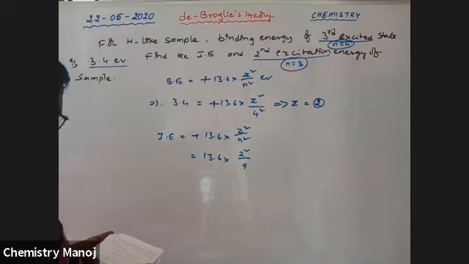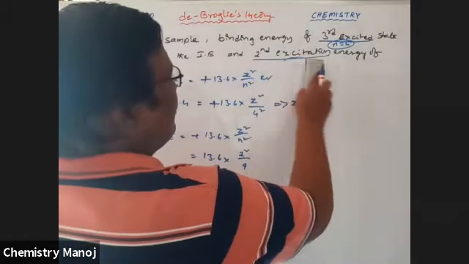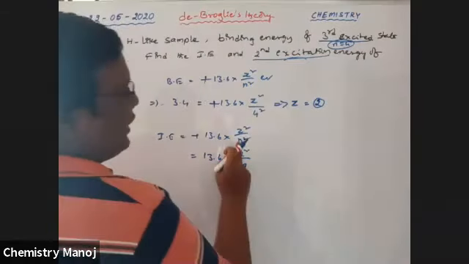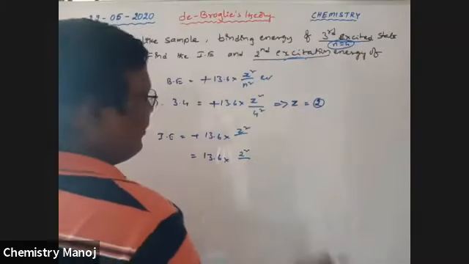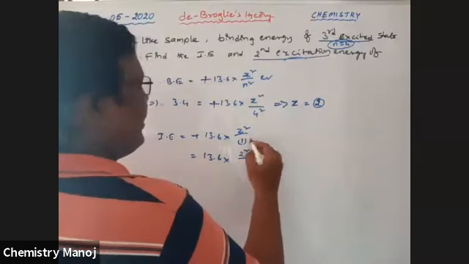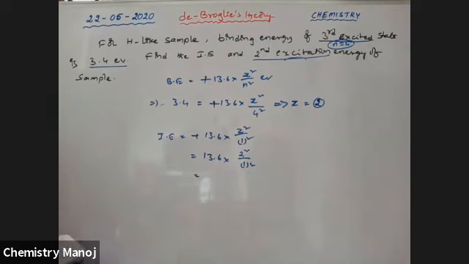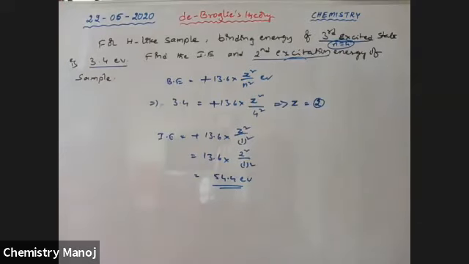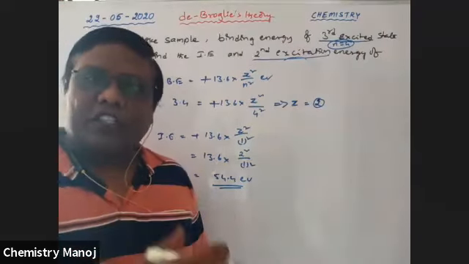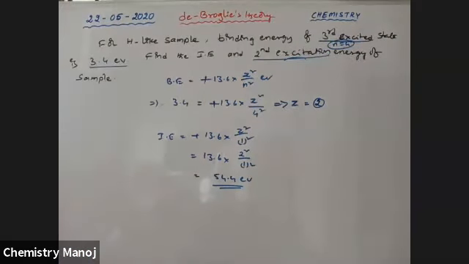So for ionization energy, n is equal to 1 orbit. From the first orbit, the electron is going to the infinity state. That is equal to 54.4 electron volts. What is ionization energy? It is the energy required to remove an electron from the first orbit to infinity. That is why n should be 1.